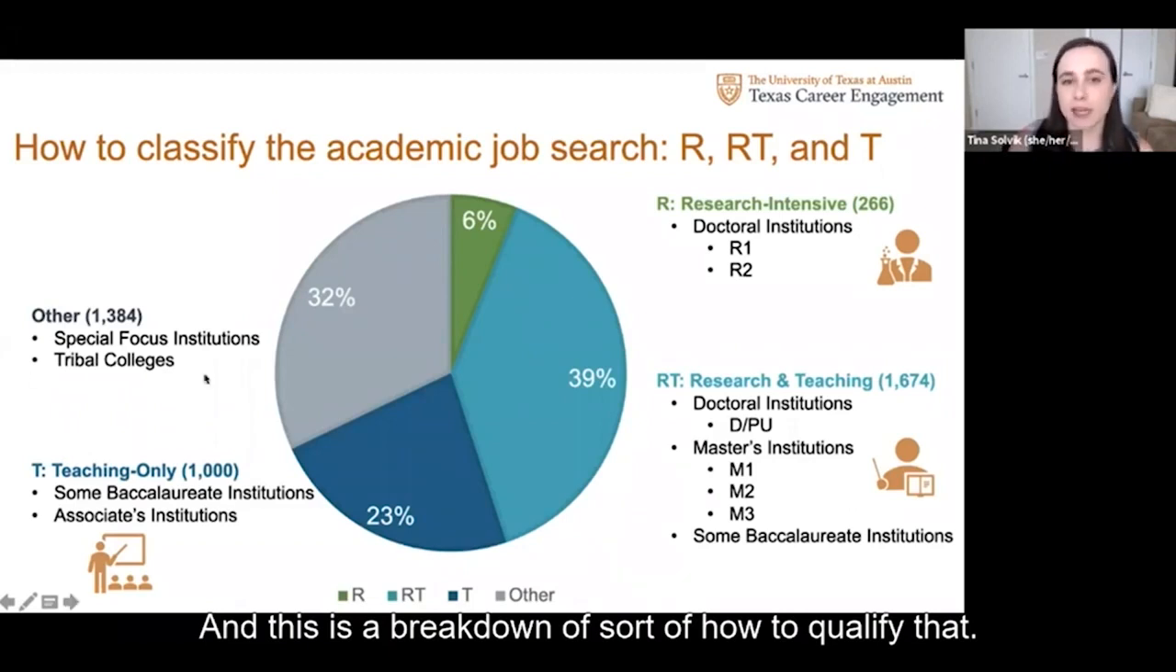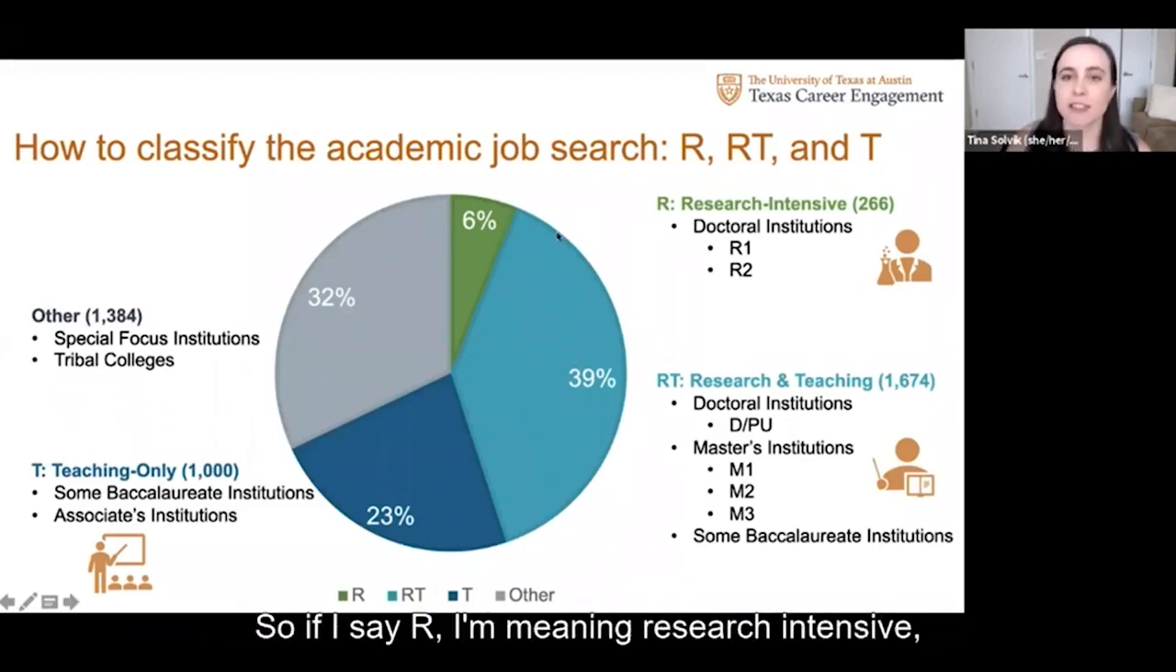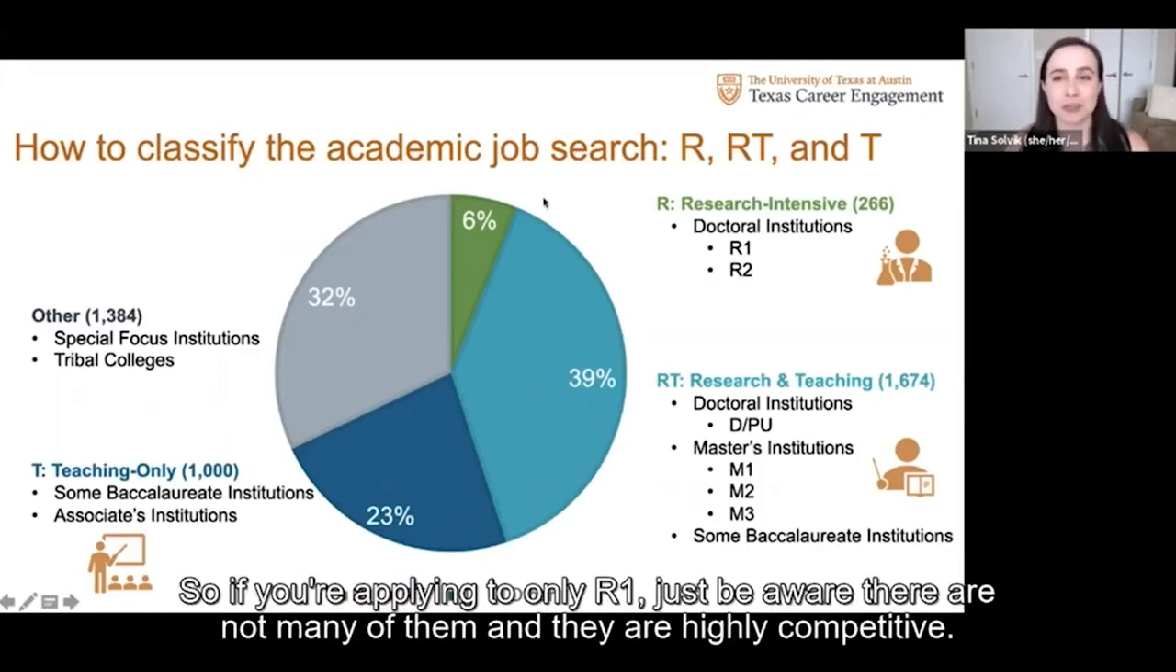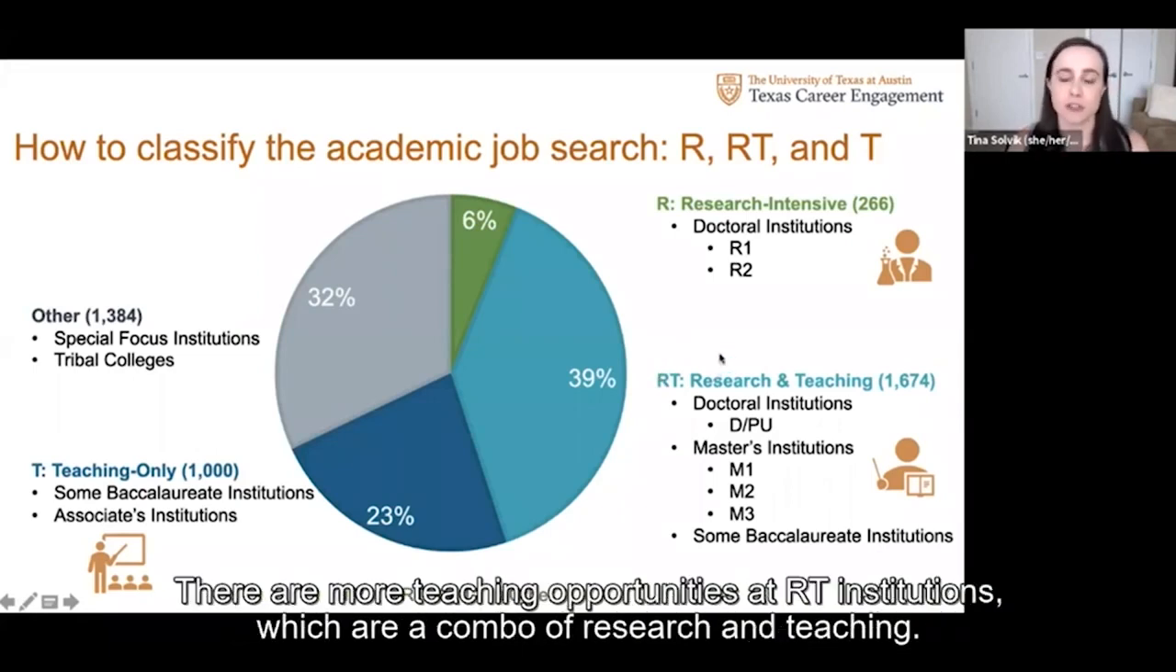And this is a breakdown of how to qualify them. So if I say R, I mean research intensive, which are doctoral institutions categorized as R1 or R2. This is based on how many doctorates they produce and how much money they spend on research. This is only 6% of the universities in the US. So if you're applying to only R1, just be aware that there are not many of them and they are highly competitive.